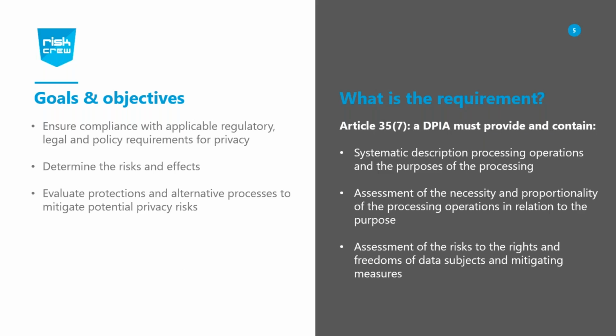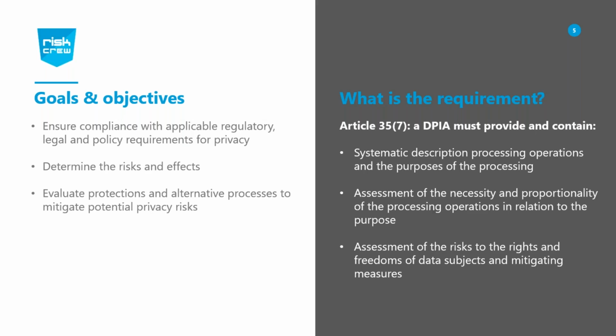Now, what is the goal and objective of having a DPIA? First of all, we need to ensure compliance with applicable regulatory, legal, and policy requirements for privacy, to determine the risks and effects of the project or whatever process we're doing the DPIA on, and to evaluate protection and alternative processes to mitigate potential privacy risks. Now, during your DPIA, if you do a privacy impact assessment on a particular process and it does have a high risk, sometimes you can go through it and ask, is that the only process you can use, or is there an alternative to that?